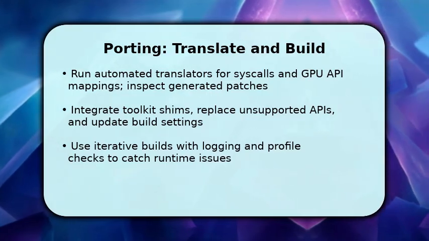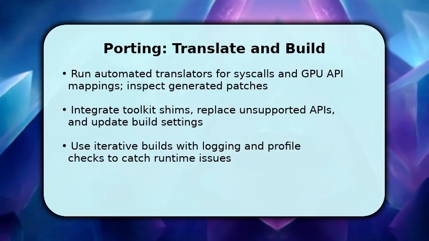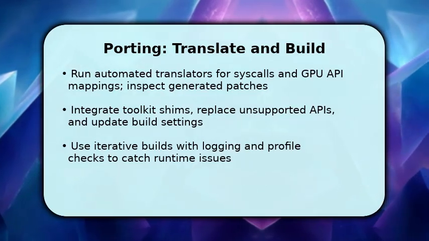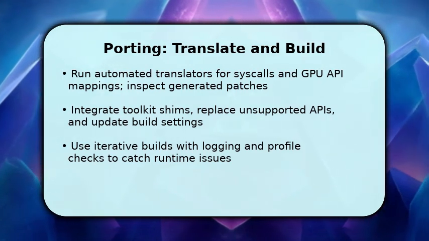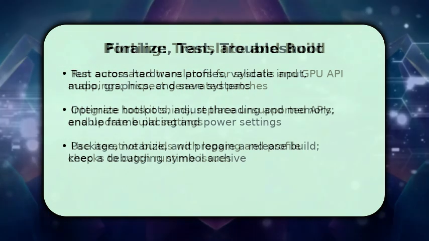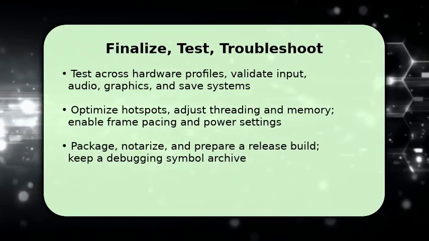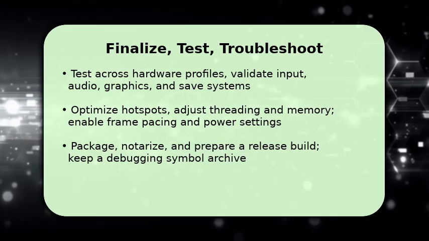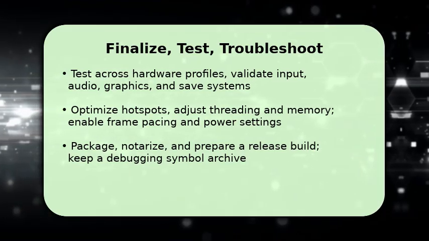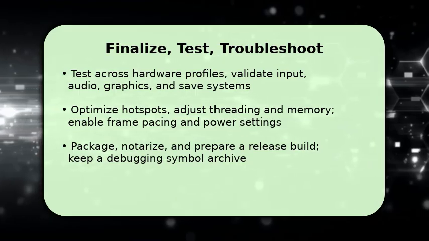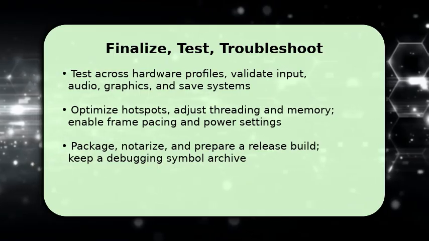Once compiled, launch iterative test runs with verbose logging and profiler captures, so you can identify performance hotspots and functional regressions to fix next. Finish by validating the game on multiple Apple machines and configurations, checking controllers, audio, and file I/O. Once stable, optimize. Tune threading, GPU submission, and memory paths to meet performance targets, then create a release build, notarize, and archive debugging symbols.